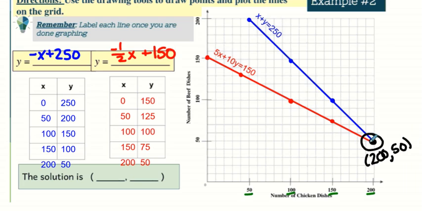We can find the coordinate for that point by looking at our tables. I can see that the point 200, 50 is on both tables.